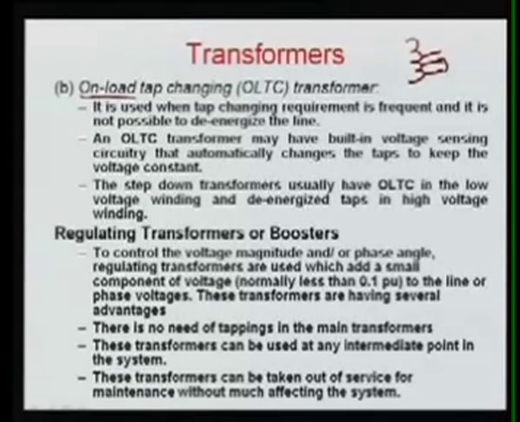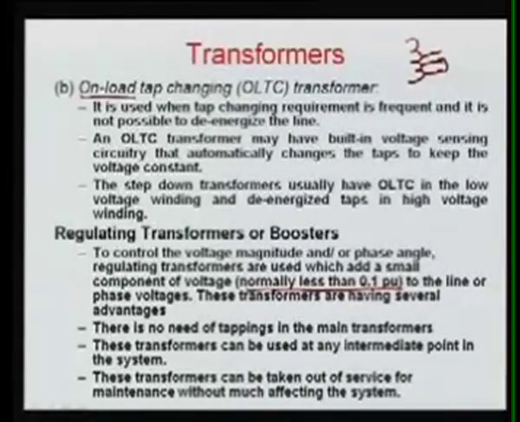Another type of transformer that is used in the power system is basically the boosting transformer or regulating transformer. To control the voltage magnitude and phase angle, or even just the phase angle, regulating transformers are used, which add a small component of voltage, normally less than 1 per unit, to the line or phase voltages. These transformers have several advantages over the previous transformer.